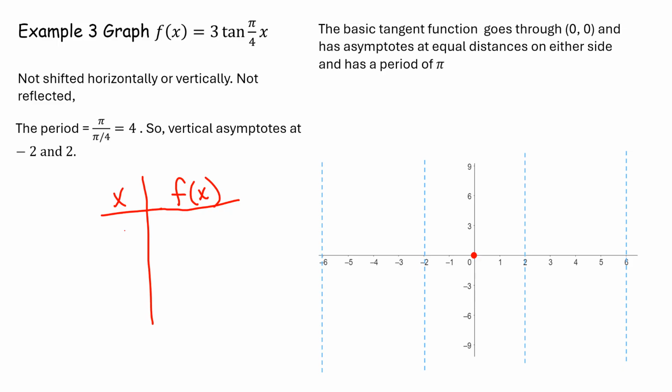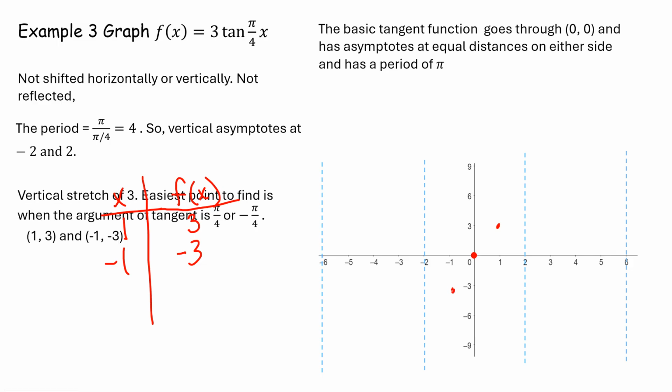If x is 1, then you're going to have 3 tangent pi over 4. And tangent pi over 4 is 1, so 3 times 1 is 3. So the point 1, 3 is going to be on this graph. So you put in negative 1 for x. Tangent of negative pi over 4 is negative 1, so it's going to be negative 3. So at negative 1, you're going to be down here at negative 3. That vertical stretch of 3 is making that happen.